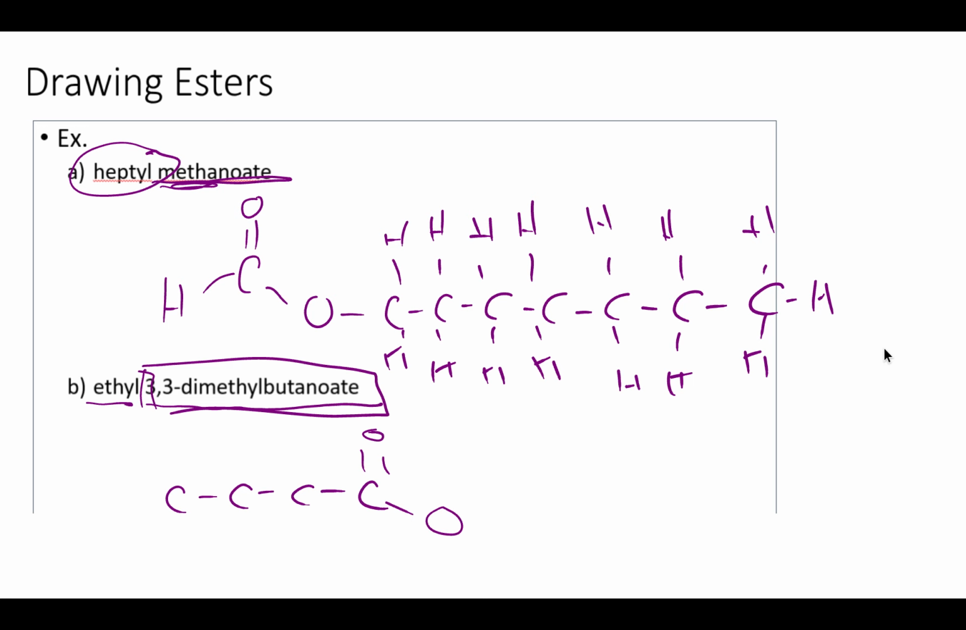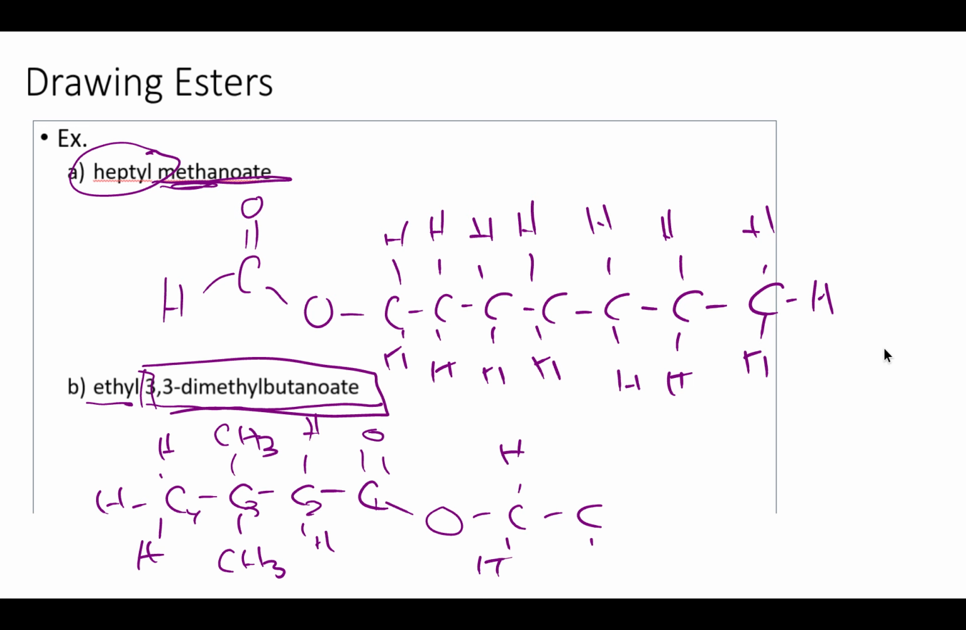Then this is still carbon 1, 2, 3, 4. On carbon 3, you have 2 methyl groups, so CH3. And then I'll fill the rest of my chain in with hydrogens, since I'm doing a structural diagram. And then attached to my oxygen, I have an ethyl group. So 2 carbons, and I have to fill in my hydrogens. So that's the drawing of 2 esters.